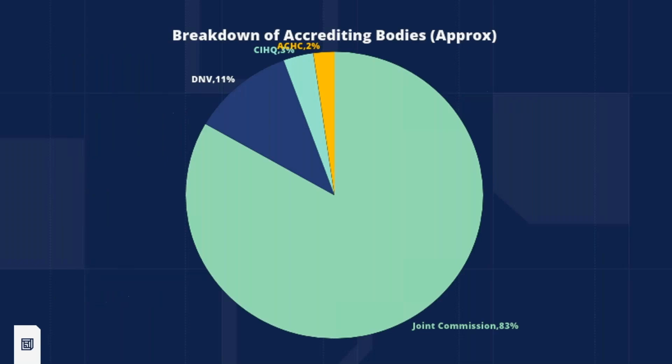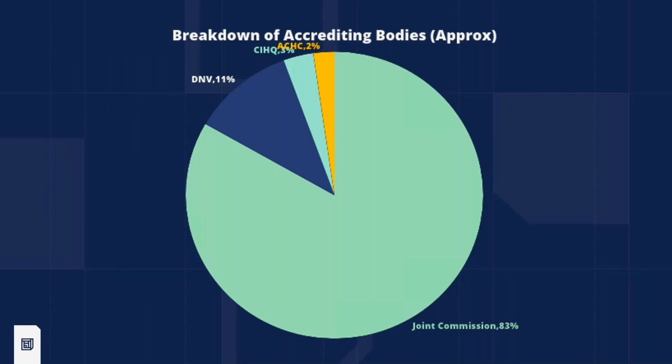And it matches this. It took me a while to find this information. Thank goodness for ChatGPT nowadays. You used to be able to search for this and try to find out how many there are. But about 83% of the hospitals now are Joint Commission, and DNV is about 11, and then ACHC and CIHQ are rounding out the bottom there.